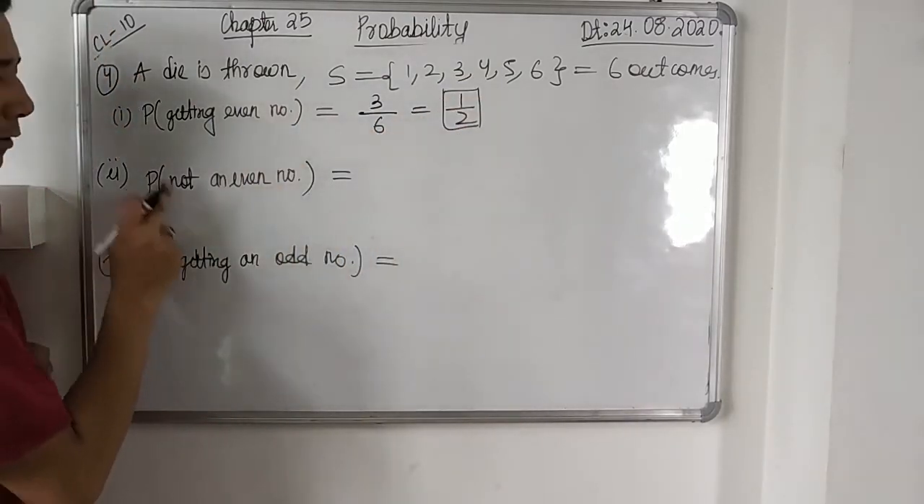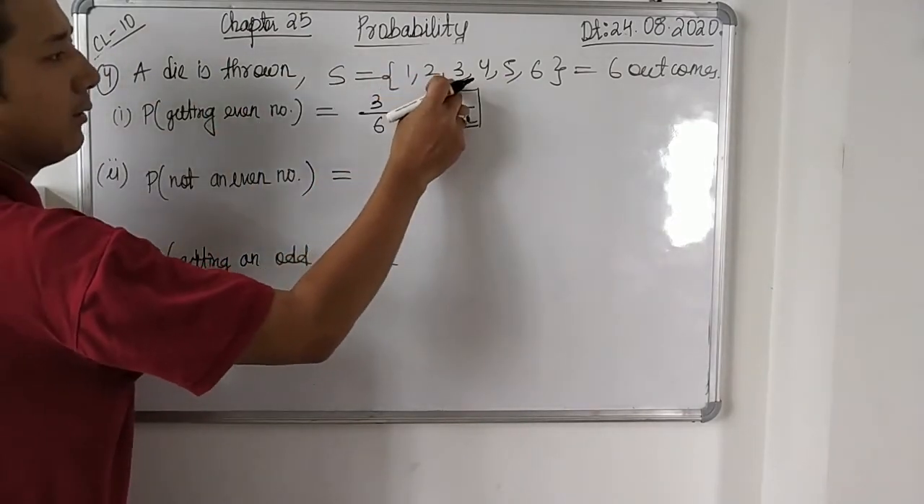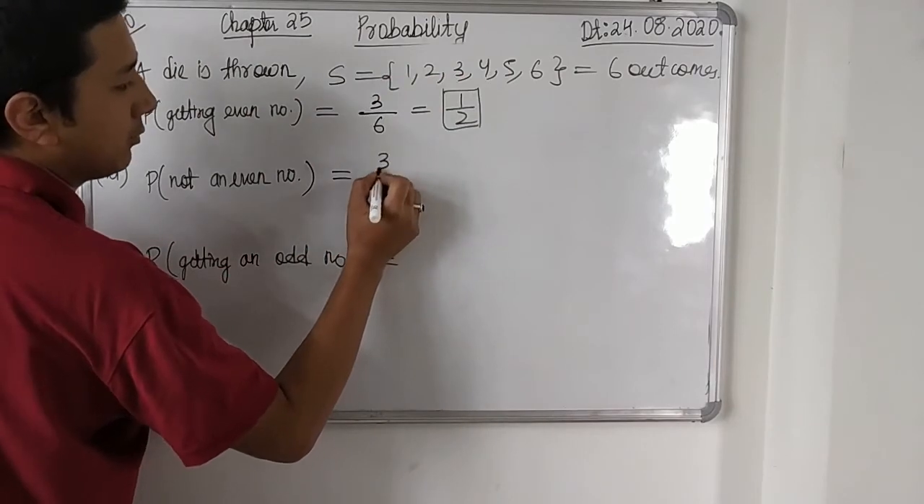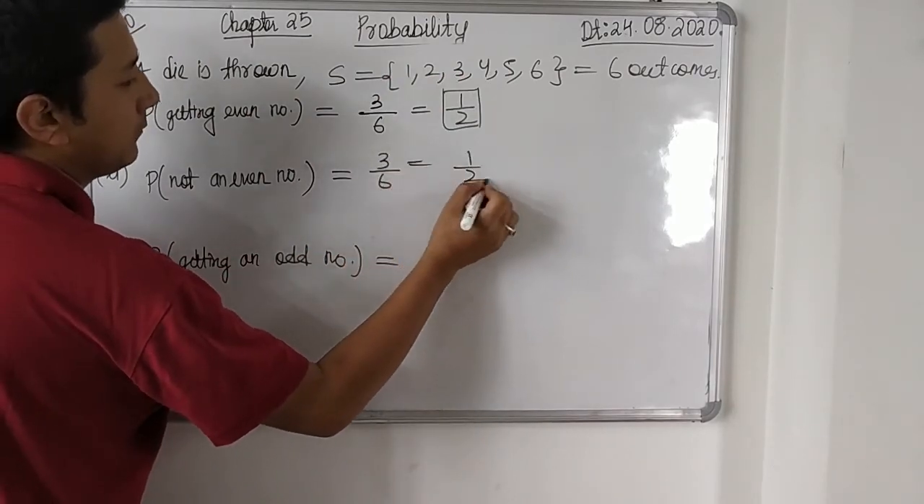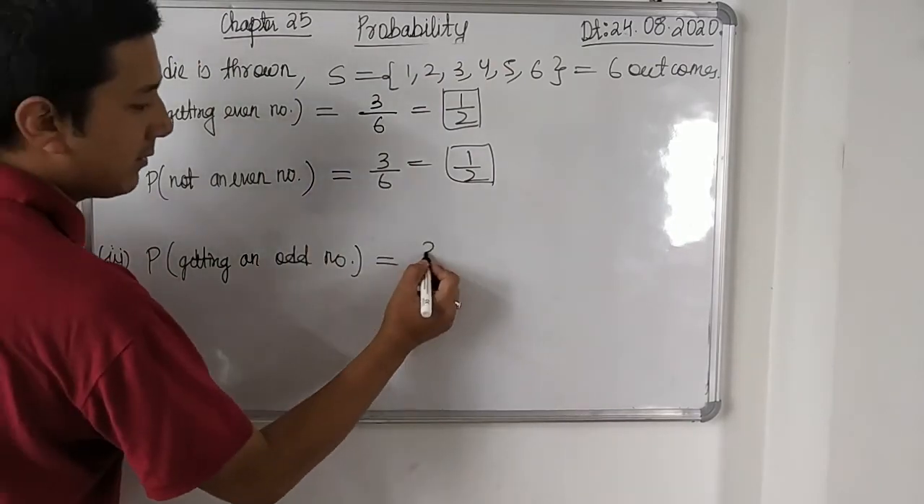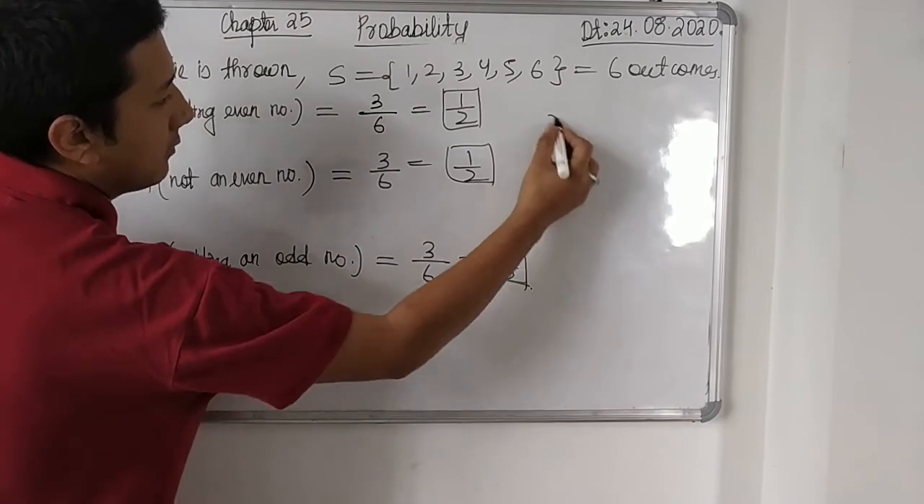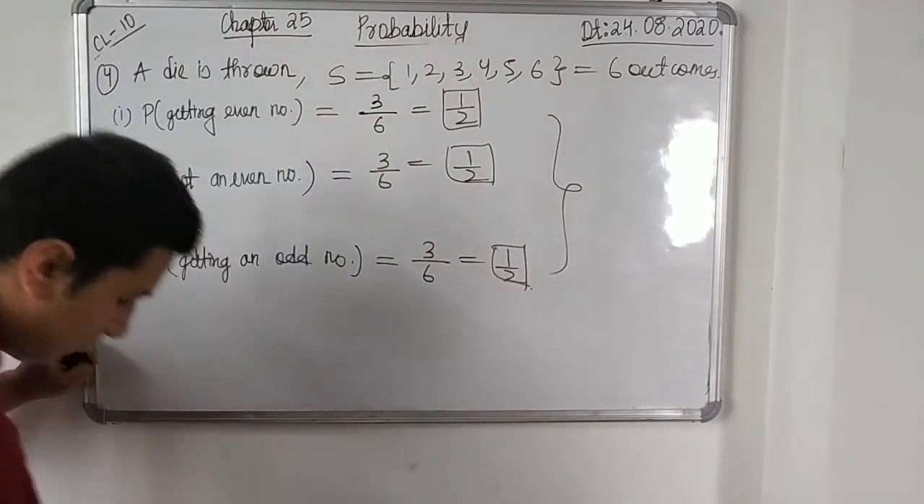Similarly, not getting an even number means the odd number. So 1, 3 and 5. That is also 3, so that is also 1 by 2. And similarly, probability of getting an odd number: 3 odd numbers divided by 6, which is 1 by 2. Please note this down properly.